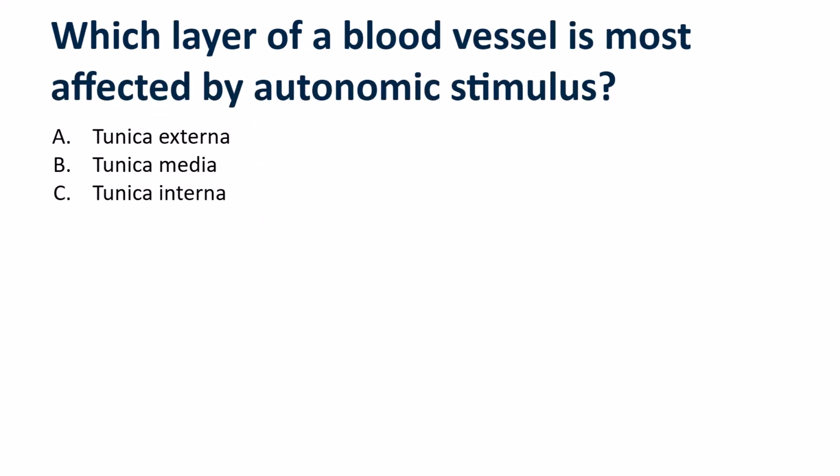So let's assess the knowledge that we've just discussed. Which layer of a blood vessel is the most affected by autonomic stimulus? Is it A, tunica externa? Oh, no, not so much. Tunica media, B, yeah, that sounds good. Or C, tunica interna? No, not so much. Tunica media, why? Because the muscularis, or the layer of smooth muscle, is under autonomic control, and that is why B is the correct answer.